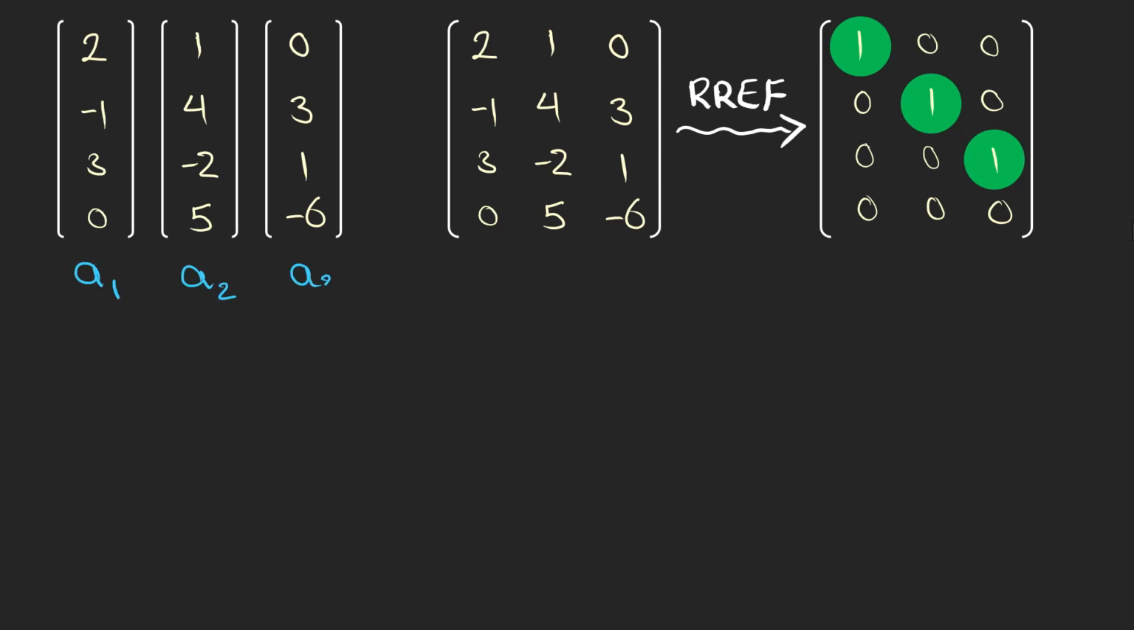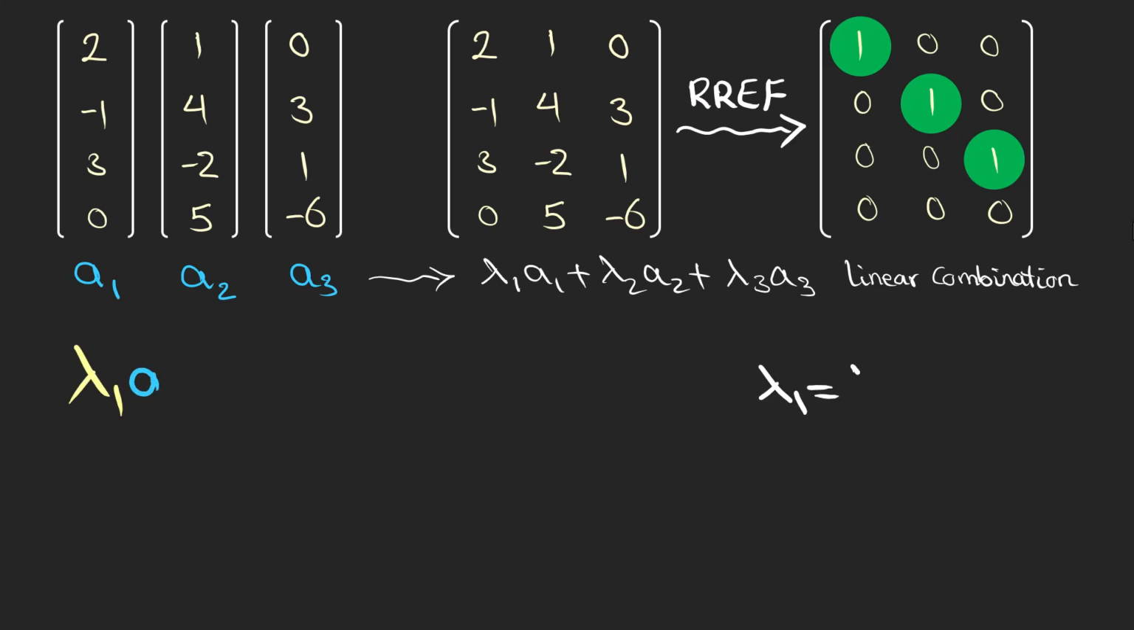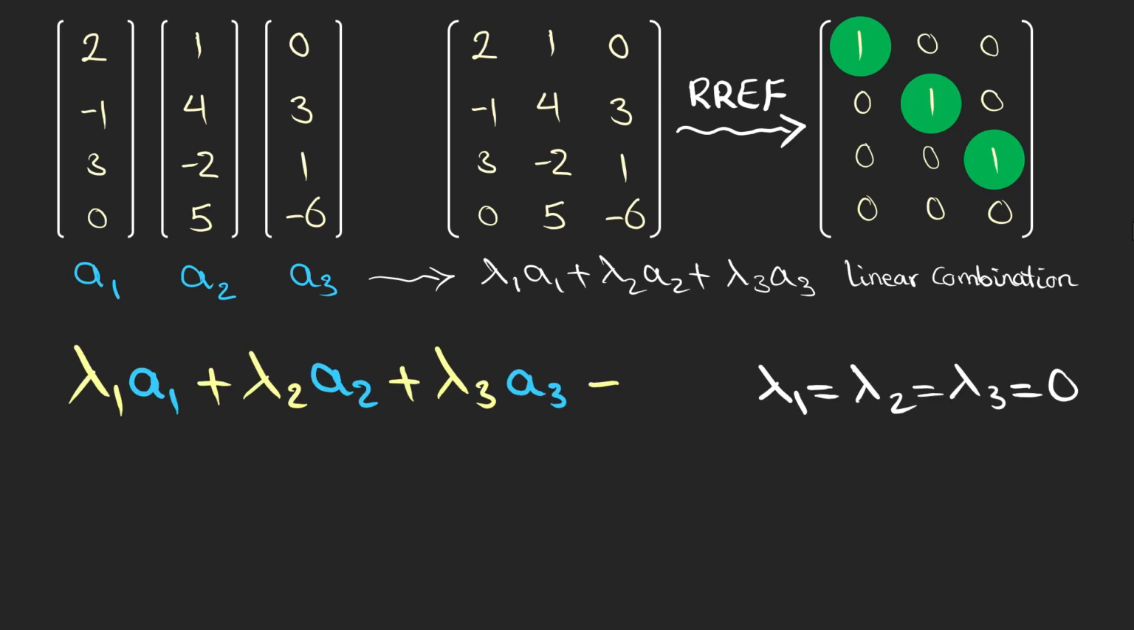Let's name these vectors a1, a2, and a3. We can define the linear combination of these three vectors as the sum of multiples of these vectors with some arbitrary real numbers, meaning that the lambdas can be any real numbers. The only way the linear combination of these three vectors can be 0 is for all the lambdas to be 0. This is the formal definition of linear independence.